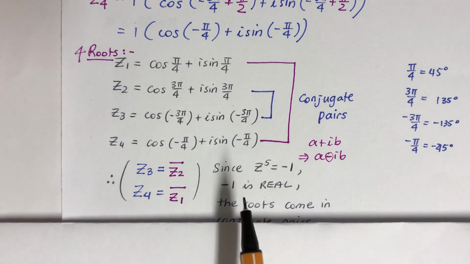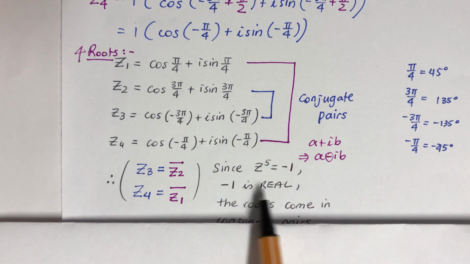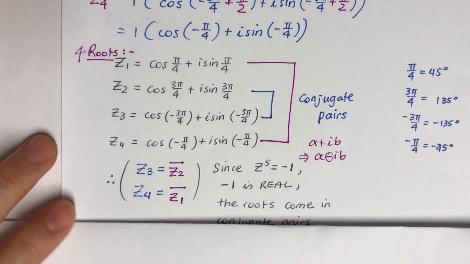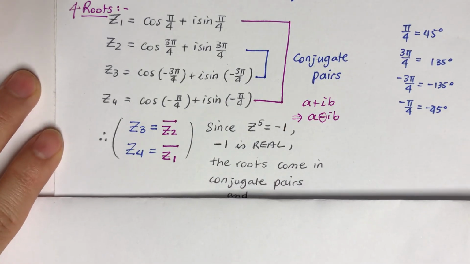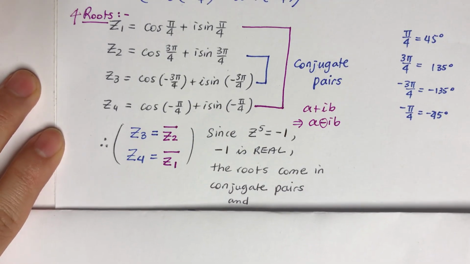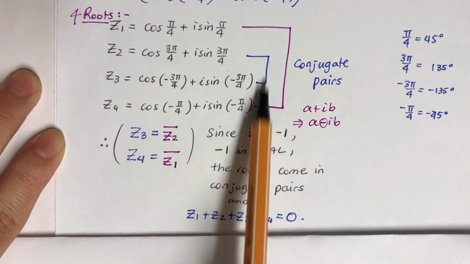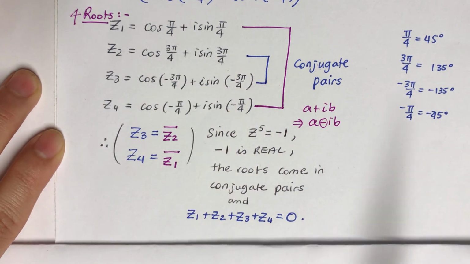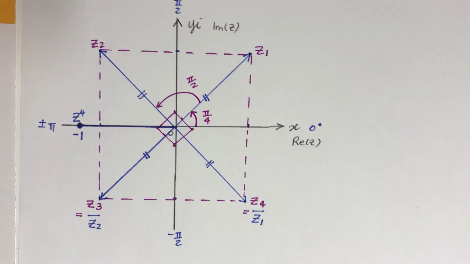Now this happens because z to the power of 4 equals minus 1, and that minus 1 is real. So when we have a real number, the roots come in conjugate pairs, and also the sum of the roots equals 0. When you add all of these together, they cancel out and you will get 0. Okay, now I'm going to have a look at the diagram.